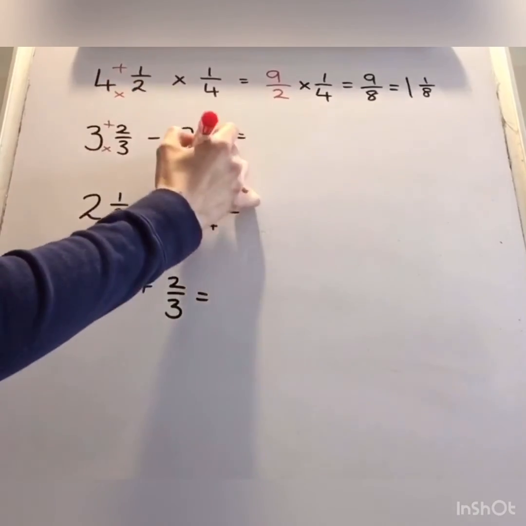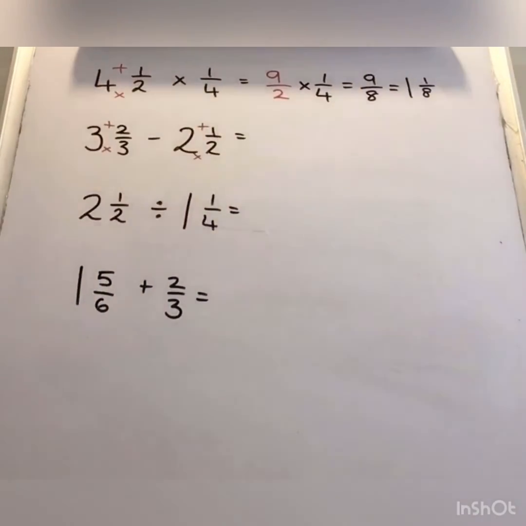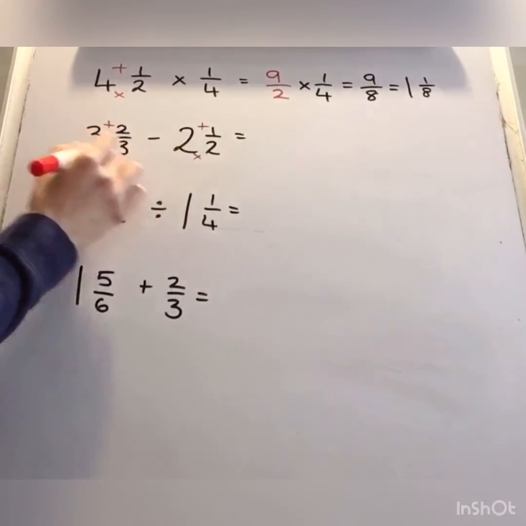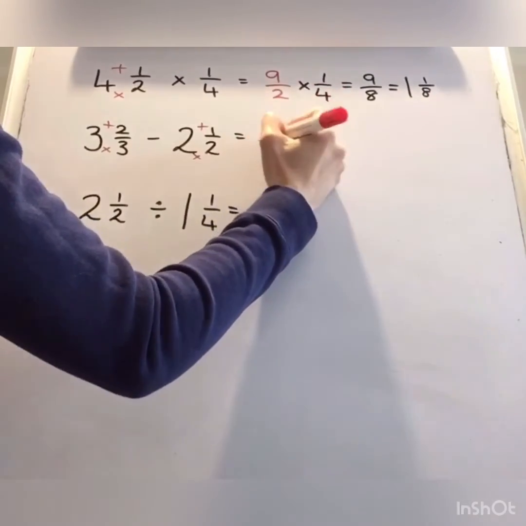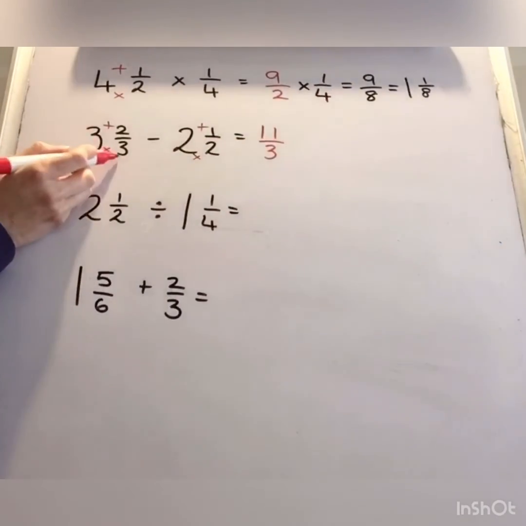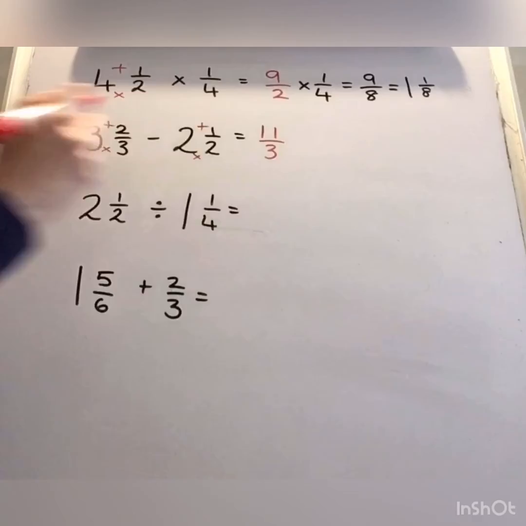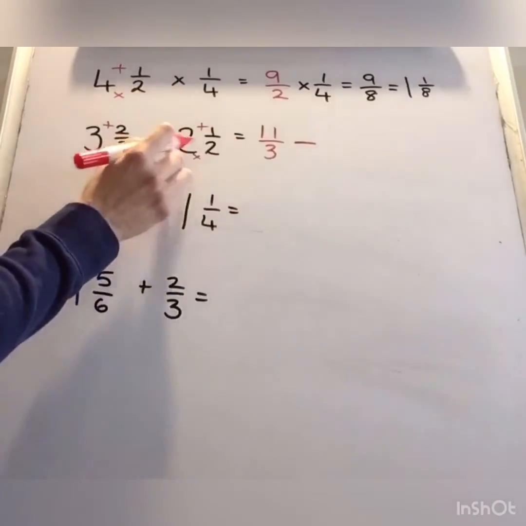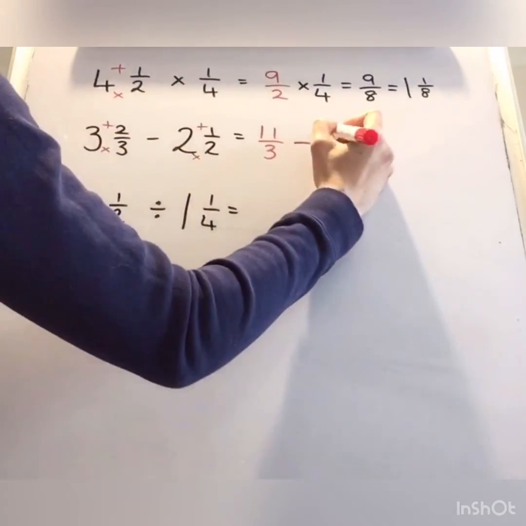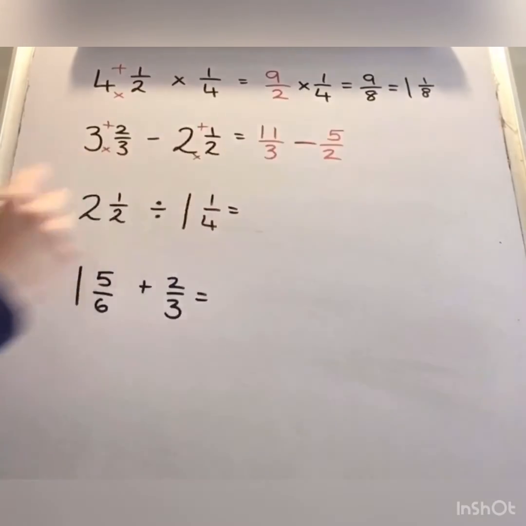Again, we're going to convert both of these mixed numbers into improper fractions. So the first one would have been 11 over 3. 3 times 3 is 9, 9 add 2 is 11. The second fraction, 2 times 2 is 4, add the 1 is 5, so it becomes 5 over 2.